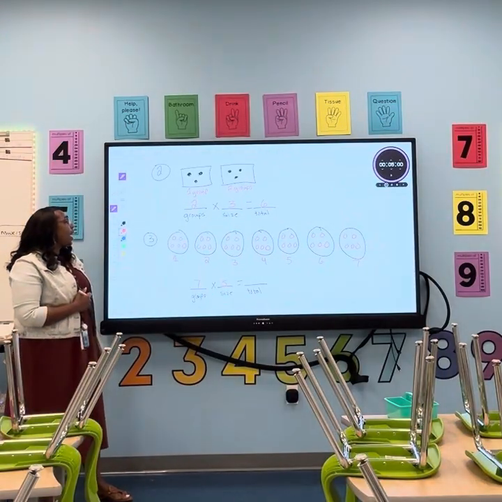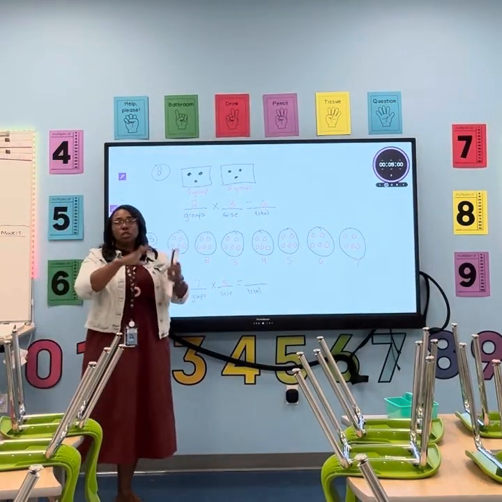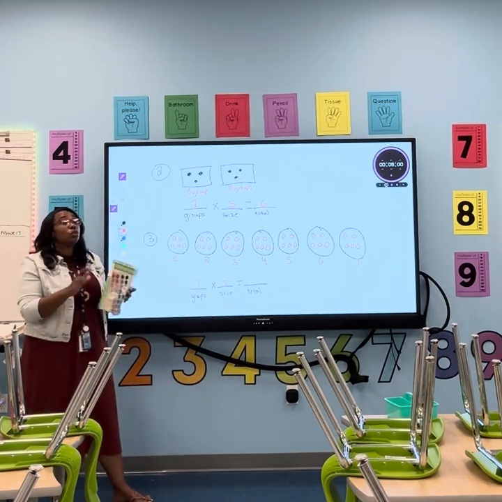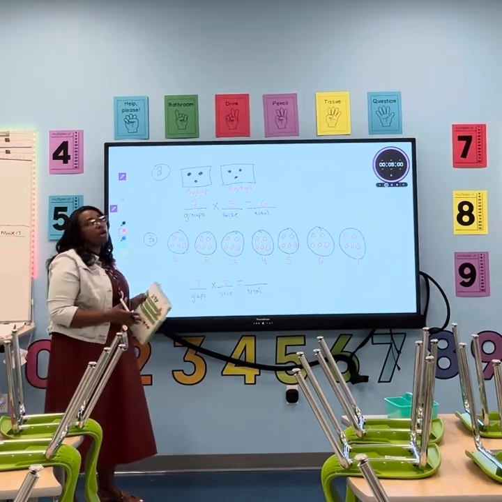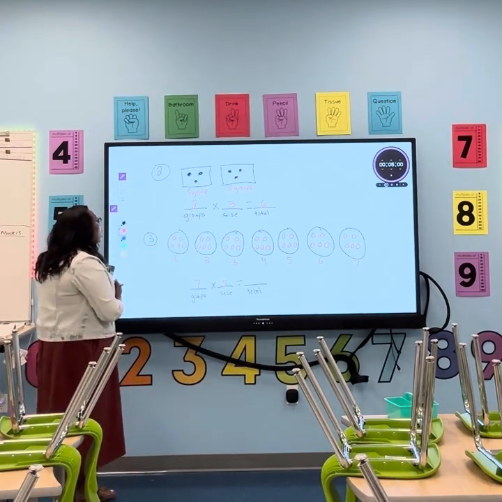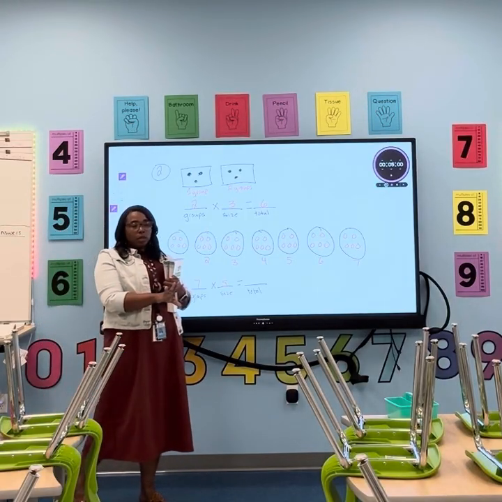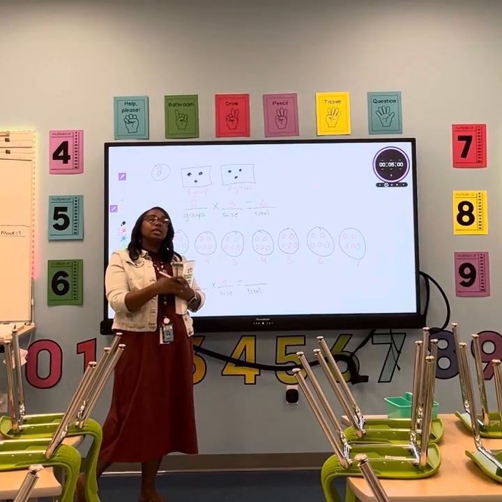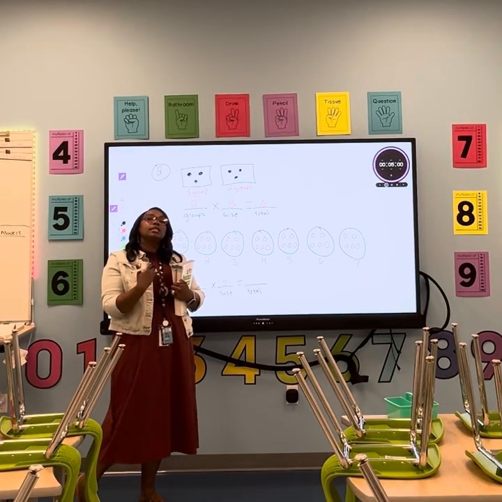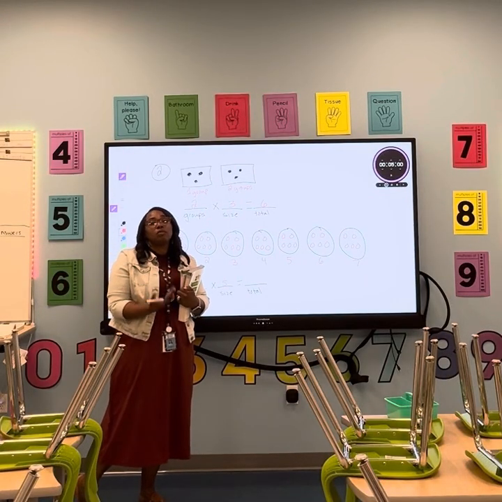Okay, so now we need to figure out what's the total, because the question asks us for the total amount of chocolate chips. How many chocolate chips do we have in all? So this is where the new strategy for this week comes in, skip counting. So we can skip count to make our counting faster.